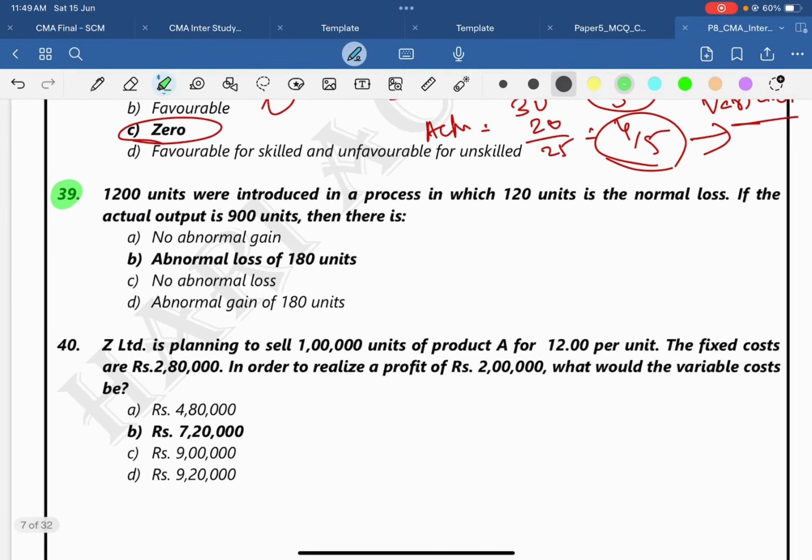Then 39, important. 1200 units were introduced in a process. Fine. 1200 introduced is what?